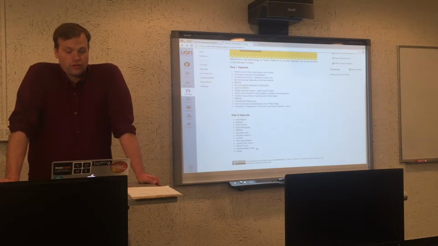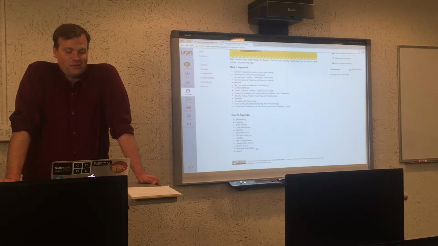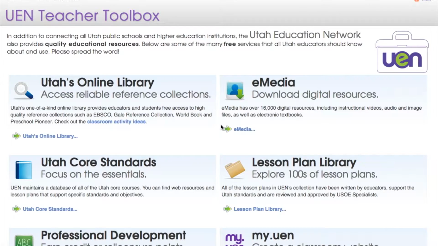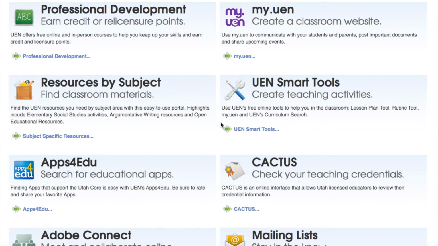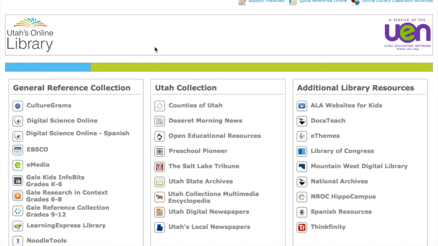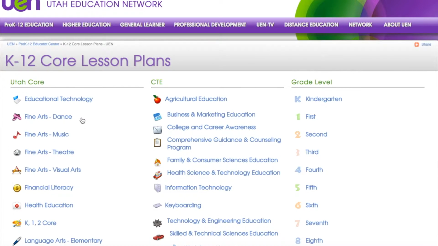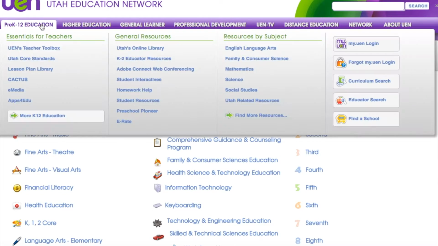The final emphasis of the class is on UEN resources and tools. This introduces teachers to some of the many UEN resources that are available for all Utah teachers and students, as well as Utah's online library, the UEN rubric tool, and several other UEN resources.